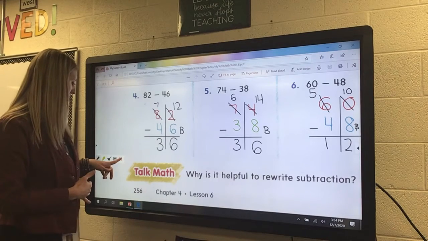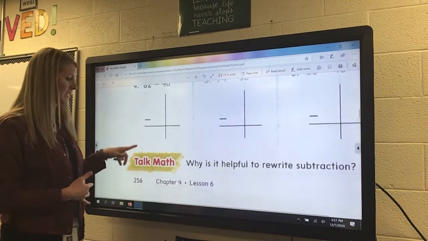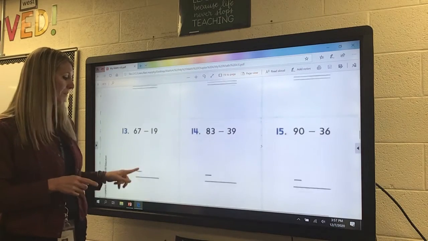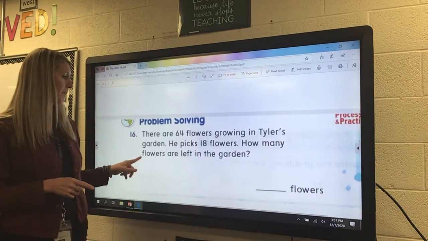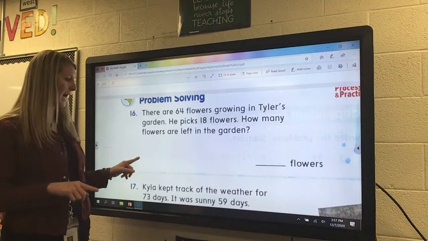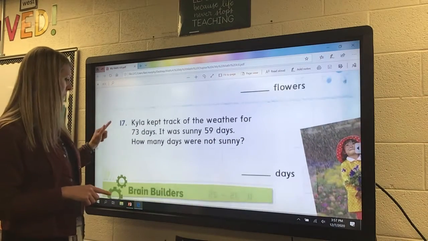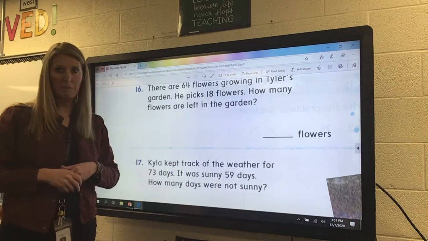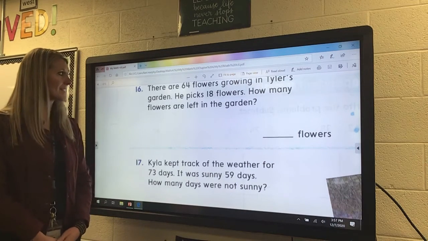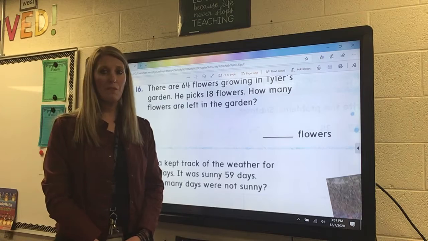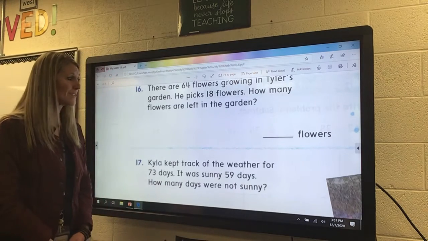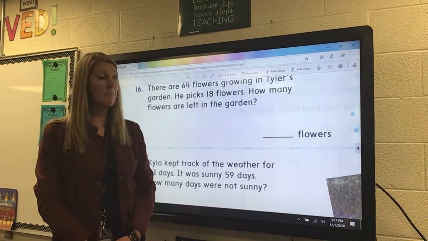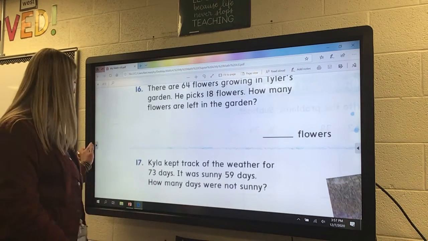Then we're gonna move on to, not the independent practice yet, but we're gonna move on to the back page where it has the problem solving. We will not do the brain builders. So we will do number 16 and 17 together, but no brain builders. Number 16 says, there are 64 flowers growing in Tyler's garden. He picks 18 flowers. How many flowers are left in the garden?